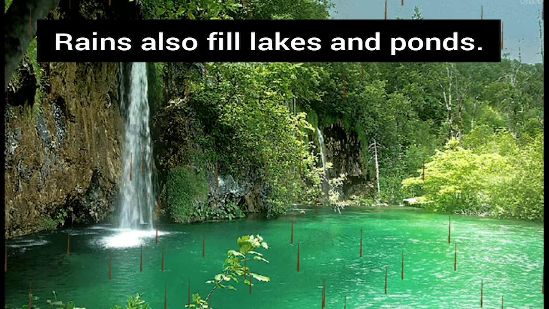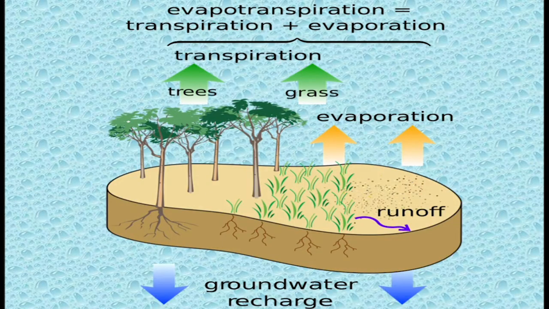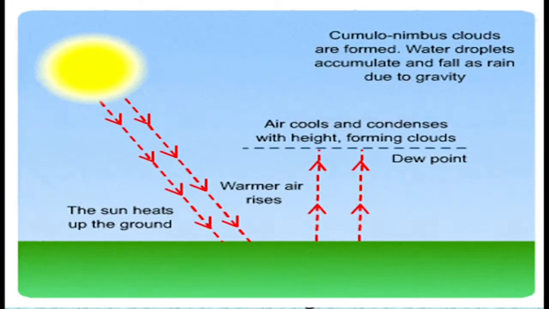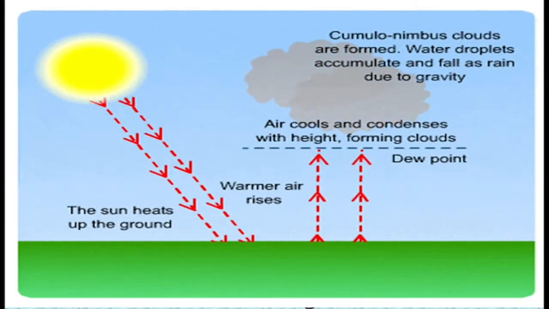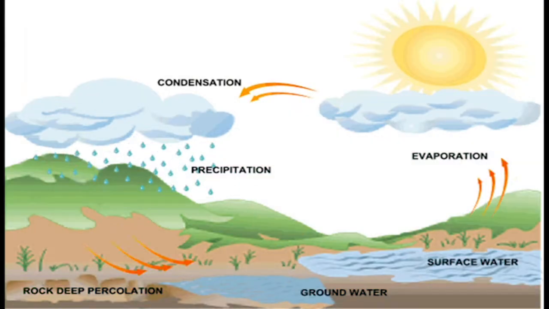A part of the rainwater gets absorbed by the ground and seems to disappear in the soil. Some of this water is brought back to the air by the process of evaporation and transpiration, as we have discussed. The rest seeps into the ground. Most of this groundwater becomes available to us as underground water.